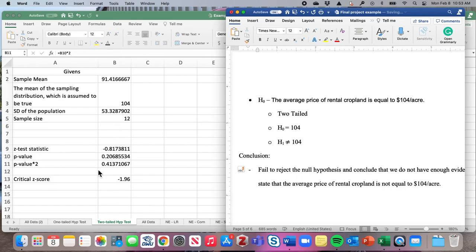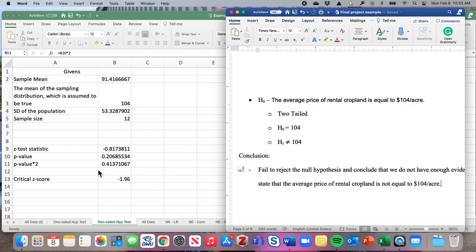So that is two different ways, or two different hypotheses being tested for a two-tailed test. The first one, we rejected our null hypothesis and concluded that we had enough evidence to state that the average price of rental cropland was not equal to $125 per acre. When we redid it with a new assumption of 104, we were unable to reject the null hypothesis, so we failed to reject the null hypothesis and concluded that we did not have enough evidence. So the first one we did have enough evidence, the second one we did not.